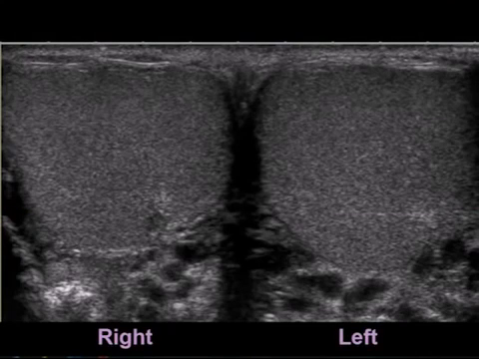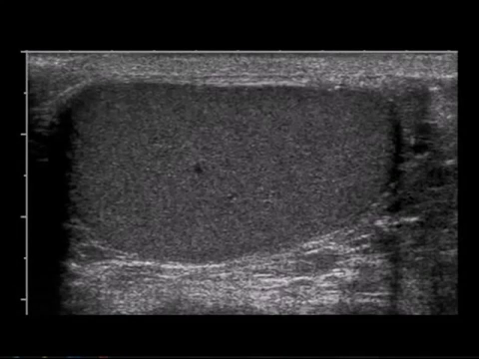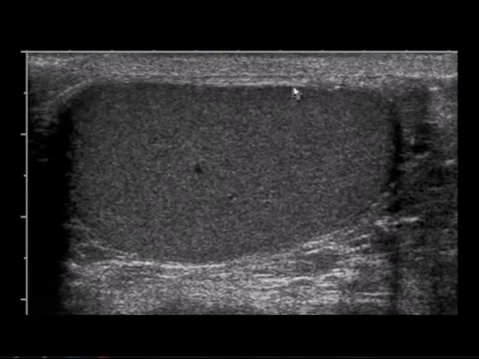This is a transverse view of the scrotum showing the right testicle adjacent to the left testicle. It's important when evaluating the scrotum to take an image showing the two testicles side by side for comparison of echogenicity and size, and then to take a longitudinal view of the testicle as well. And this is a longitudinal view of one of the testicles showing homogeneous echo texture throughout the testicular parenchyma.